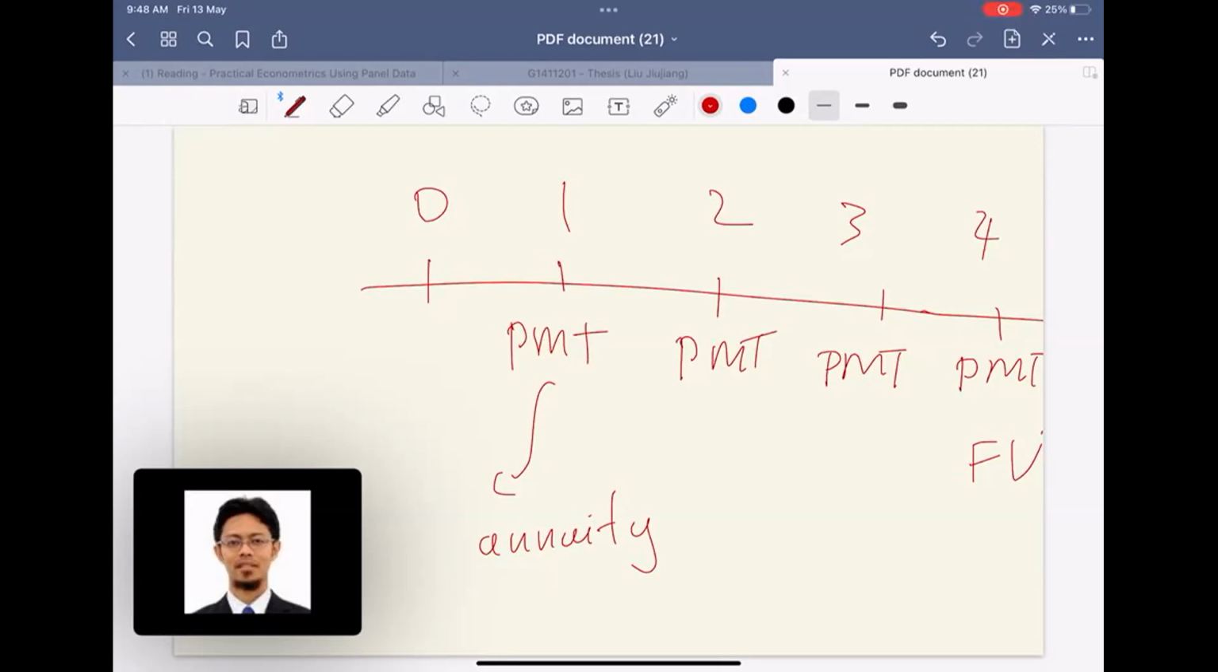Let's say you want 10,000 with the rate of 5%. You can find what is the payment every year that you can put, and then at year 4 you will get 10,000. You have the formula. Okay. Clear?